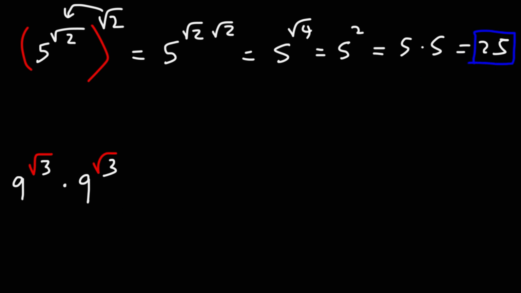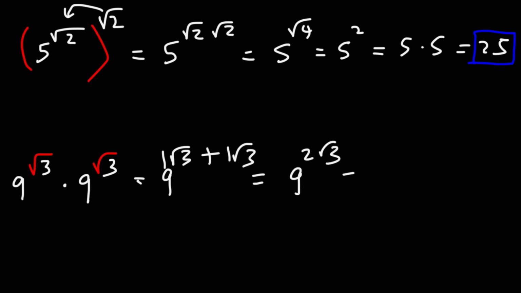Now what about the next one? What's 9 to the square root 3 times 9 to the square root 3? Notice that the bases are the same, which means we could add the exponents. This is like multiplying x squared times x cubed, which is x to the 2 plus 3. So this is 9 to the square root 3 plus square root 3. This is 1 square root 3 plus 1 square root 3. 1 plus 1 is 2, so we get 9 to the 2 square root 3.